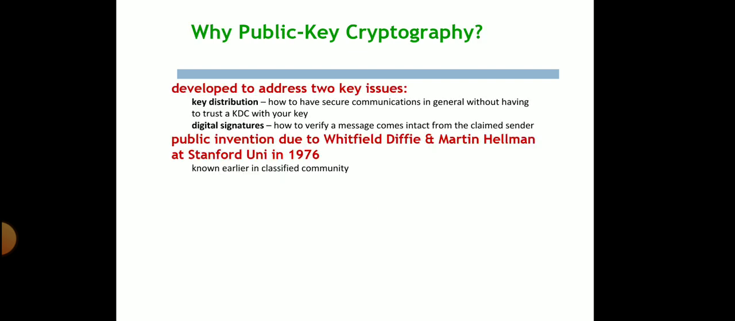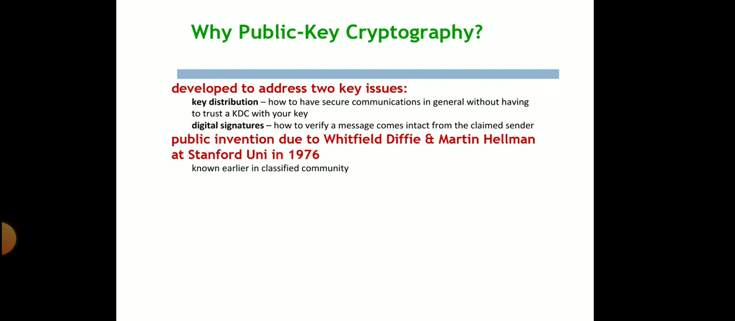So why do we have to go for this public key cryptography? It is mainly developed to address two different issues. One is the key distribution, as well as the digital signature. So key distribution means how to have secure communication in general without having to trust a key distribution service with your key. If it is a symmetric key, we must have a key distribution service properly, otherwise the key may be captured by the intruder.